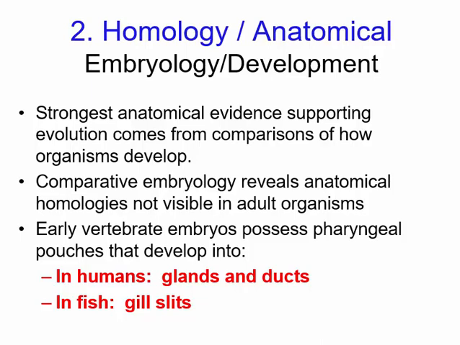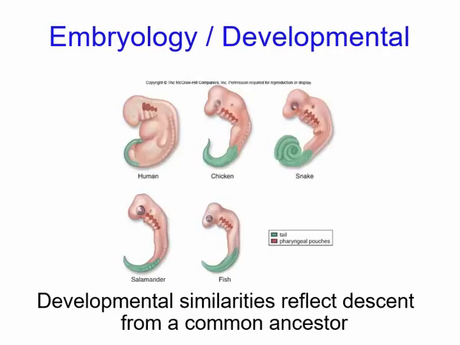A great example of this are pharyngeal pouches. This is a structure that vertebrates possess. In humans, these ultimately develop into glands and ducts, but in fish, these develop into gill slits. So we can see some examples of different organisms here. This adds on tail too, highlighted in green. Here's a human embryo, chicken, snake, salamander, fish. You see the snake tail, obviously much longer, but all these organisms have developmentally this structure that could be a tail. In humans, that doesn't ultimately develop into a tail. But here in red highlighted are those pharyngeal pouches. And so we see these developmental similarities.